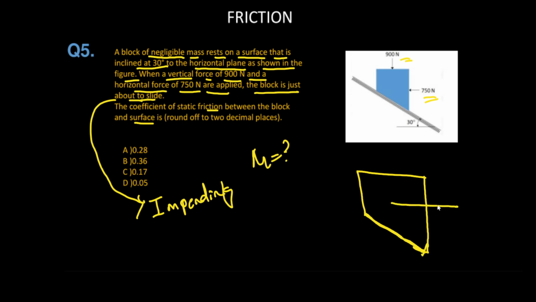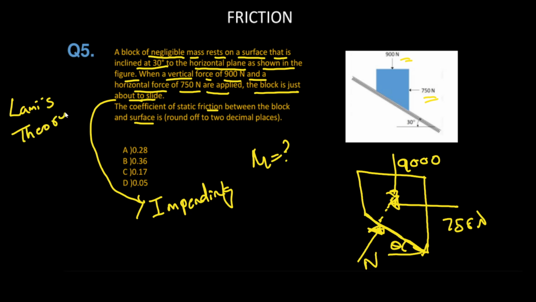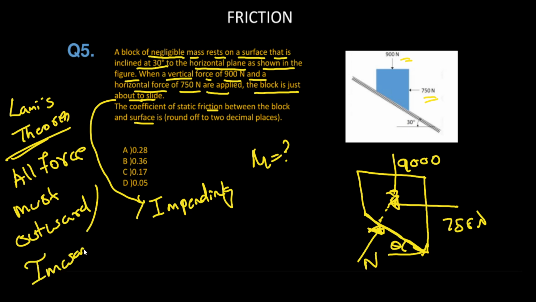This is the free body diagram of this block. Here is the force applied, 750 Newton. Here is the force applied, 900 Newton. Here will be a reaction force by the inclined surface, that will be the normal reaction. That is theta. Now see, this is a three force system, so for equilibrium these must be concurrent. In Lami's theorem, all forces must be either outward or inward. Here all the forces are inward. This is 750, this one is 900, and this one is the normal reaction. This angle is 30 degrees.